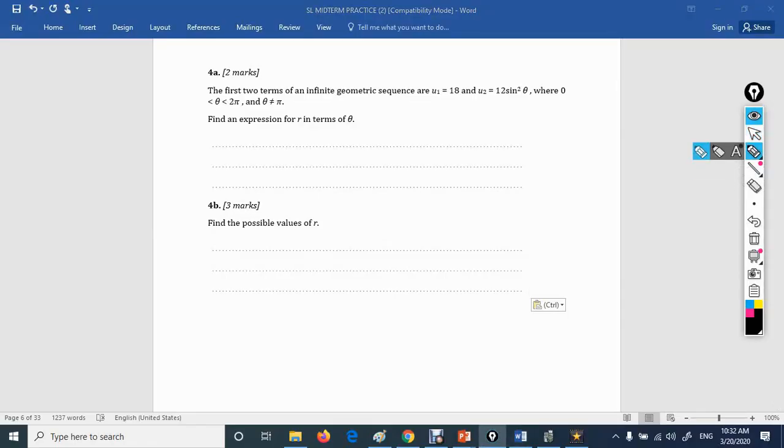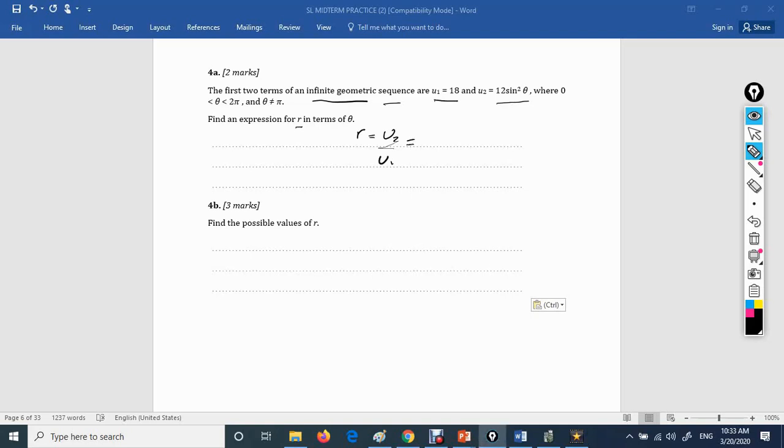Okay, great. So now we are on question number 4, as you can see, and this one has to do with an infinite geometric sequence. So it tells us that the first two terms of an infinite geometric sequence are 18 and 12 sine squared of theta, where theta is between 0 and 2 pi, and theta does not equal pi. So find r. Now when they say r, don't forget that that's the common ratio in a geometric sequence. And from the definition, we know that the common ratio is equal to the second term divided by the first term, or the third divided by the second, etc.